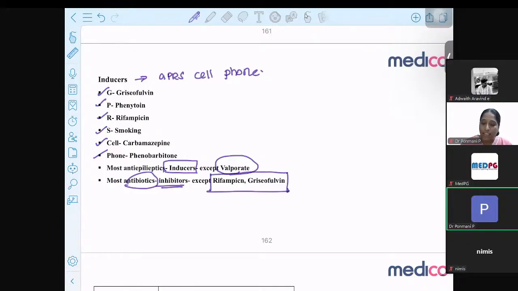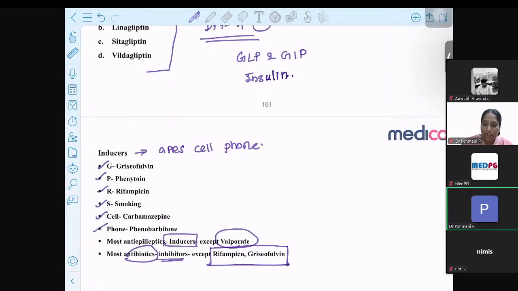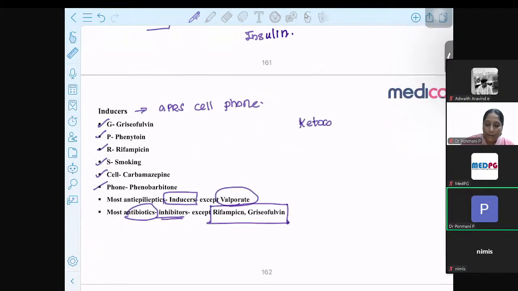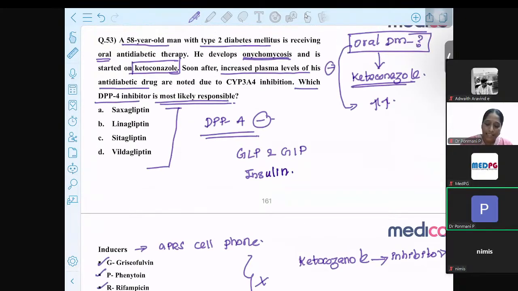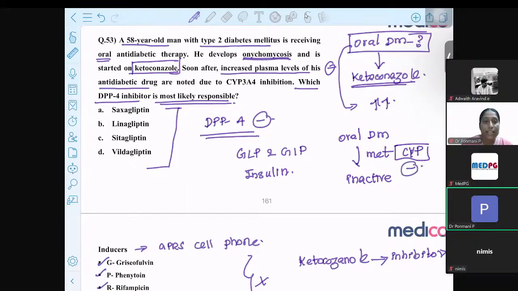So here, what is the drug? It is ketoconazole. Is ketoconazole coming under this group of inducers? No. So it is most likely going to be an inhibitor. What is it going to do? It is going to inhibit this enzyme. So when this oral diabetic drug is metabolized to an inactive product with the help of some cytochrome enzyme, this ketoconazole is going to inhibit this enzyme.